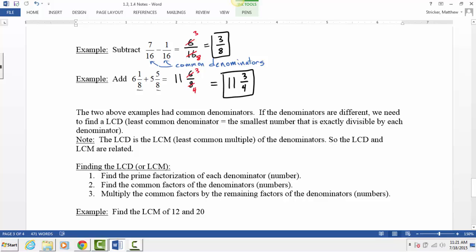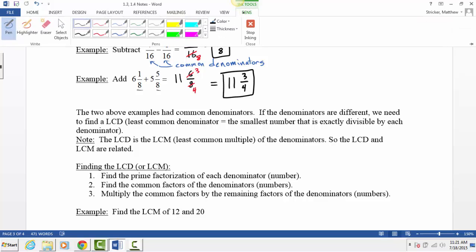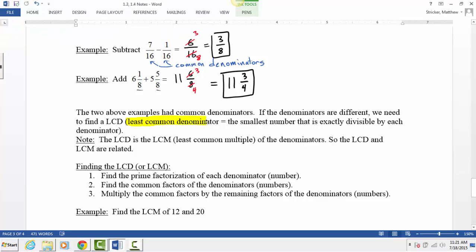Okay, so both of those examples had common denominators, but sometimes we don't have a common denominator, and so we need to find what's called the least common denominator. And this is sometimes hard for students to do. We're going to look at a structured process of how to find a least common denominator or a least common multiple, but sometimes it's easier once you get the hang of it just to see it in your head, because what you're really looking for is the smallest number that both 12 and 20 go into.